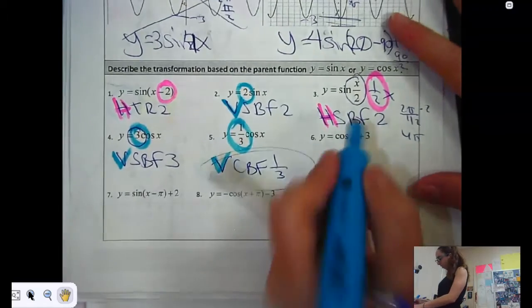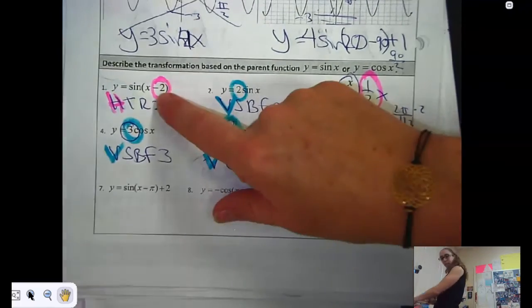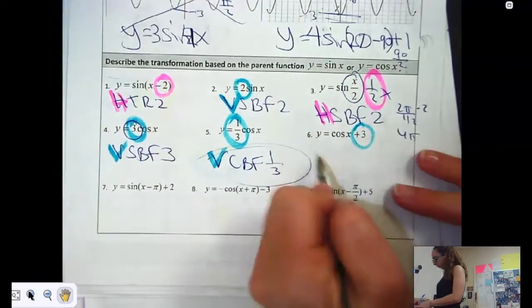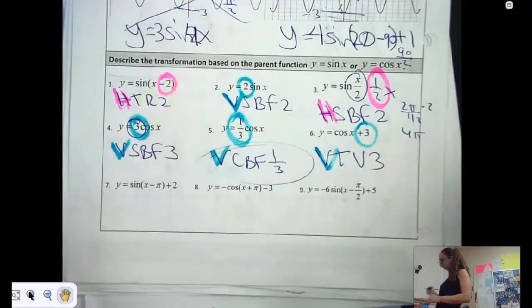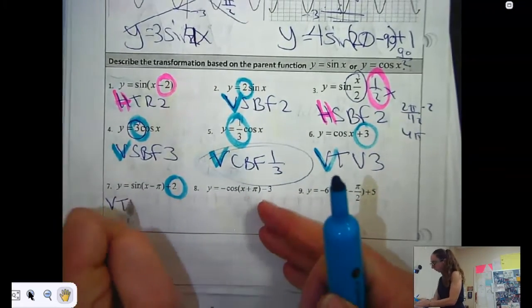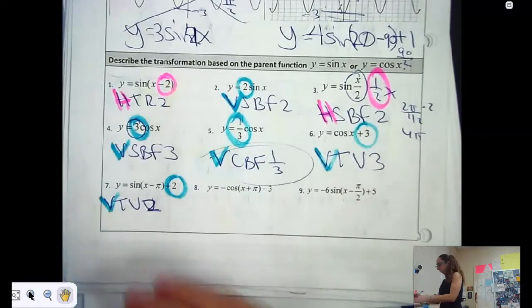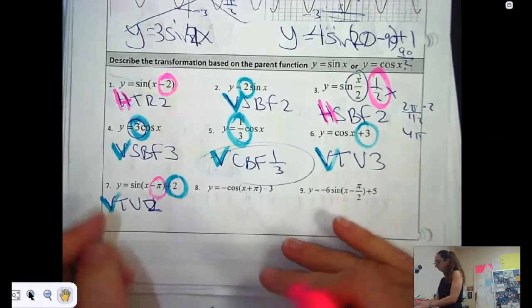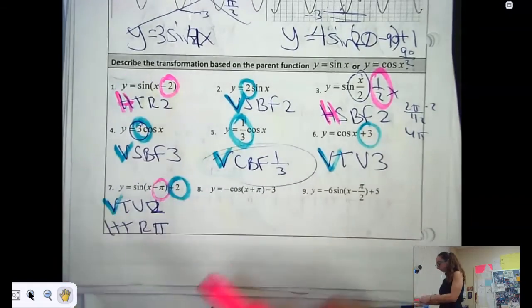Okay, what's happening here? Oh, it's being added. Is it with the x? No. If it was with the x, it would be in parentheses. So this is a vertical translation of 3, which means this one is a vertical translation up 2. And what's this? Horizontal translation, right pi.